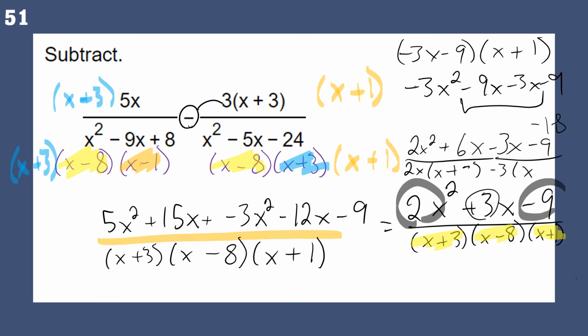x plus 3, and then I'd end up with an x plus 3 in this one too. So you'll notice that x plus 3 is actually taken out twice. And that's good news because we have an x plus 3 on the top and the bottom. So that means we can cancel out the x plus 3. The final answer for this problem is 2x minus 3 on the top over x minus 8 times x plus 1.